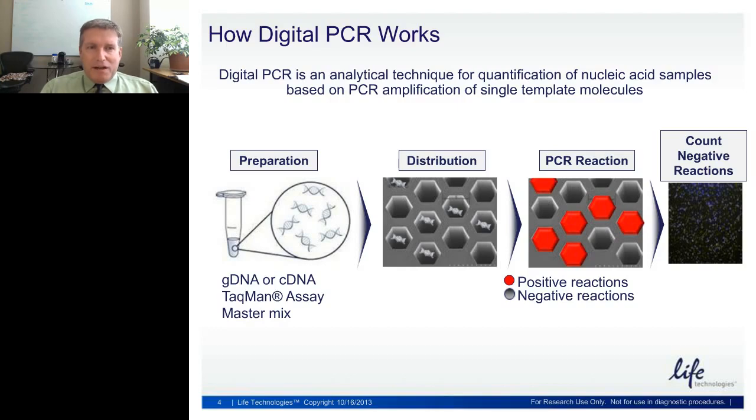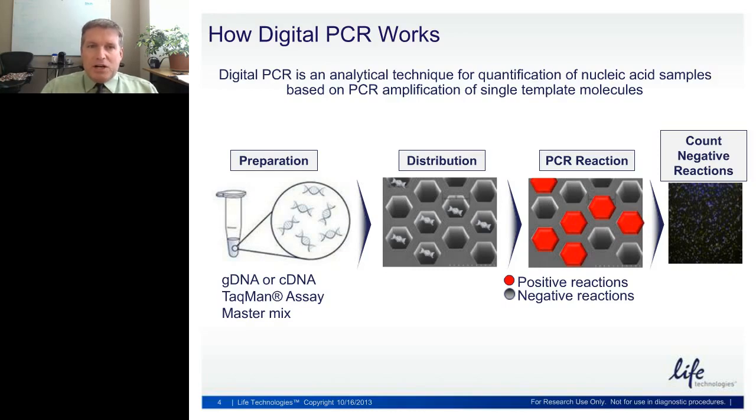So you just set up a PCR reaction using the TaqMan assays and your sample. The next step is that you distribute it into individual wells. In the case of our system, we have 20,000 individual small reaction volumes. The theory is that you get a single target molecule on average per well. Now, because of Poisson statistics, some of those wells are going to be empty and some of them are going to have molecules in them.